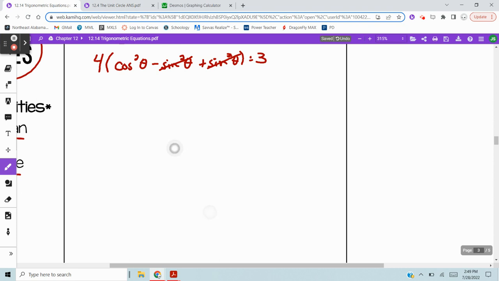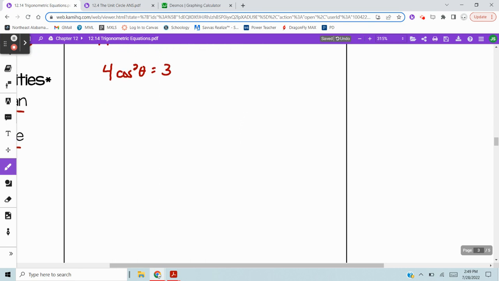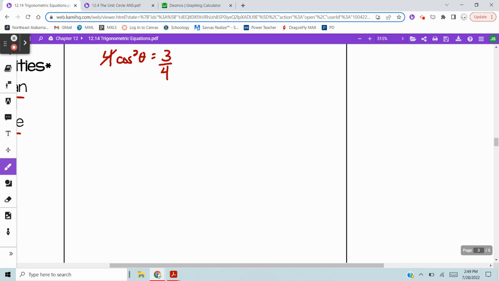So now I have 4 cosine squared theta is equal to 3, which looks much better. So we cleaned it up, and again, you're starting to hopefully see the purpose of having identities. And now let's solve it from there. So we have now cosine squared is equal to 3/4. To get rid of a square, now this goes back to quadratics. To get rid of a square, we don't square root, we plus and minus the square root. So we're going to do plus and minus the square root of 3/4.